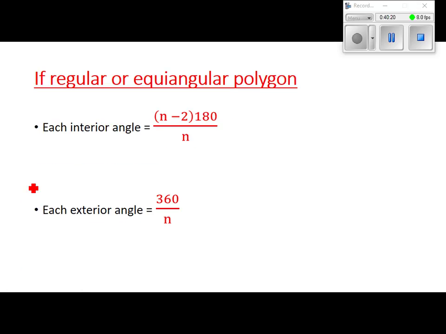If you do have a regular or equal angular polygon, then we can find each angle, whether it's an interior angle or an exterior angle. And these are the formulas to find each interior angle and each exterior angle. So we have 4 formulas.